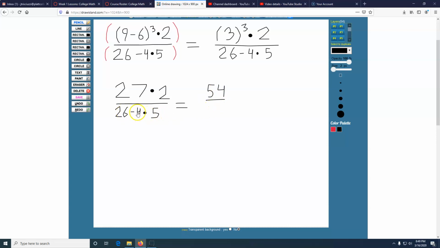And then we have a negative 4 times a 5. So negative 4 times 5 is a negative 20. And then the 26 is just hanging out. So we're almost there. We'll go ahead and we'll subtract these two bottom numbers here. So 26 minus 20, that's going to give us a 6.